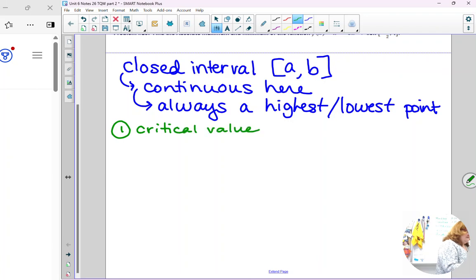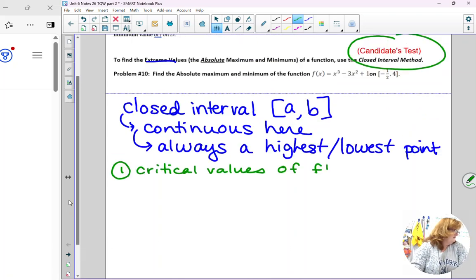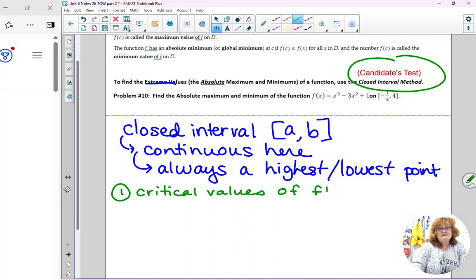Critical values of f prime. So the critical values of f prime are going to give us options. There are possible relative mins and maxes. So relative or local mins and maxes can also be absolute mins and maxes.